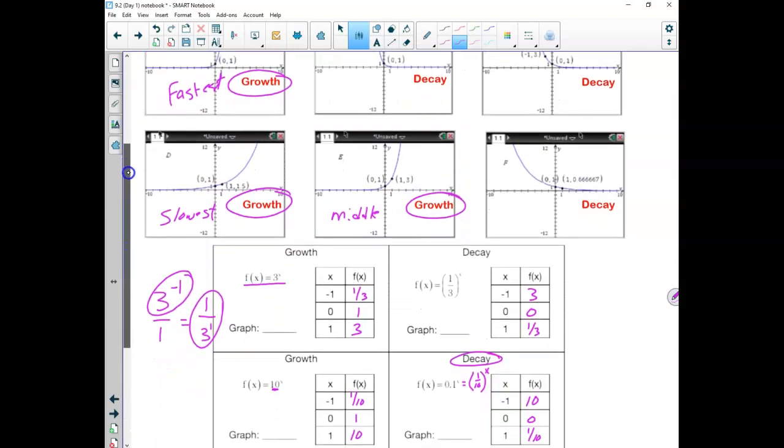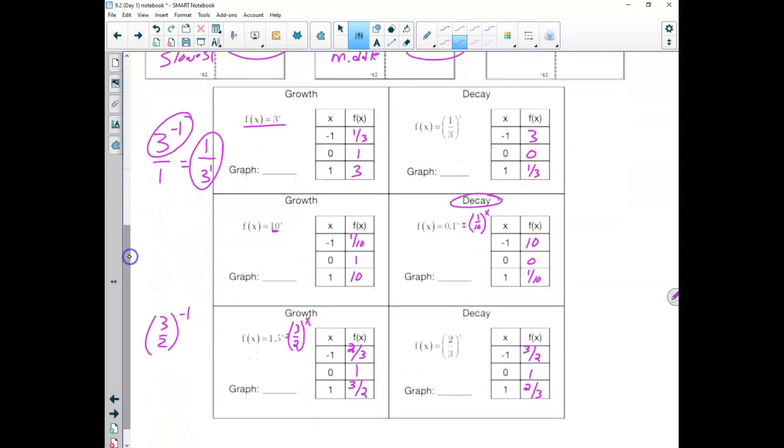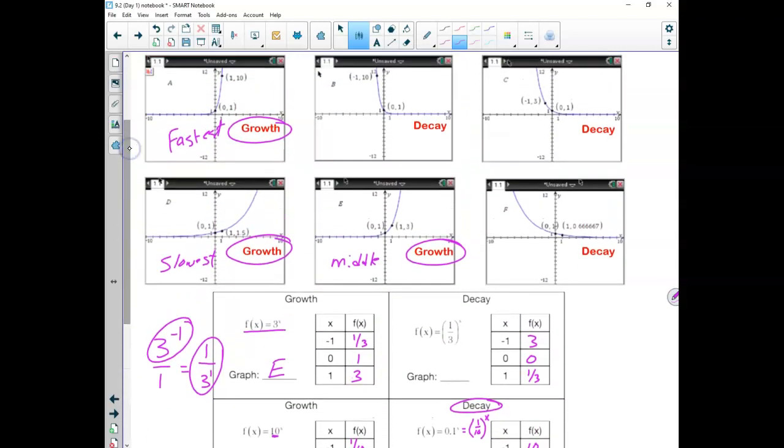So the one with a 10, that's A. The slowest growing one was my lowest number, 1.5, and that was D. And then E was right in the middle. And also when I'm looking at my decay functions, look at this one. This one decays the fastest because it's the steepest. It comes down the steepest. This is the slowest, okay? And this one's in the middle.